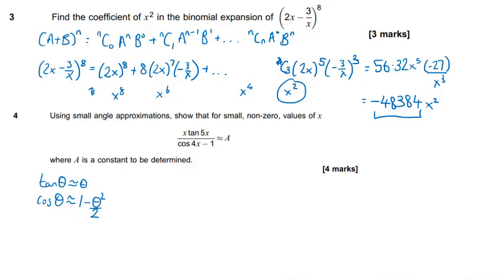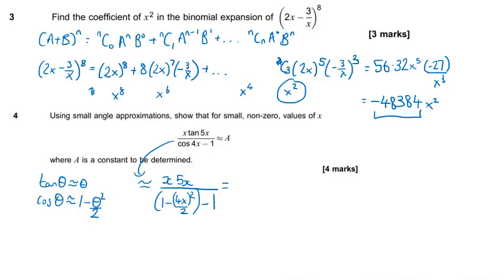So if we apply this, these come from the first terms in the Maclaurin expansions of these. But if we now substitute these in, so we're going to have x and then tan 5x, that's approximately equal to 5x. Okay, so this is approximately equal to that. Cos 4x we can replace by 1 minus 4x squared over 2 using the approximation, and then minus 1.